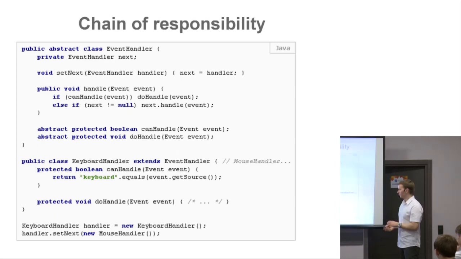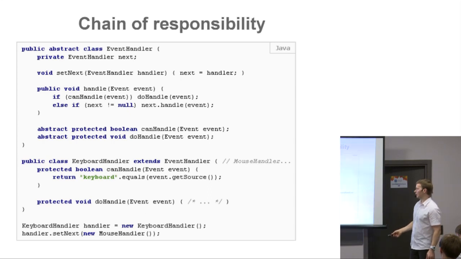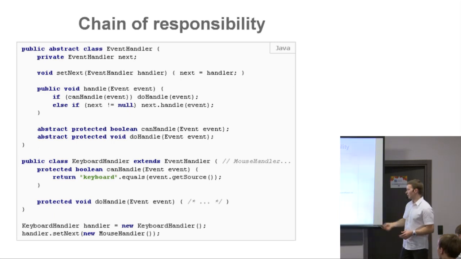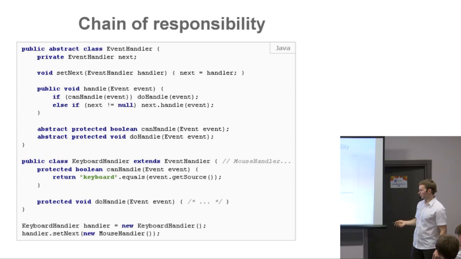In this example, we extracted the sequencing logic in the handle method, so we don't delegate that logic to each element of the chain. Here's how we can declare a keyboard handler that checks the source of events, in this case for keyboard source, and handles that event somehow. We can declare other handlers and then create a chain that will process our requests.